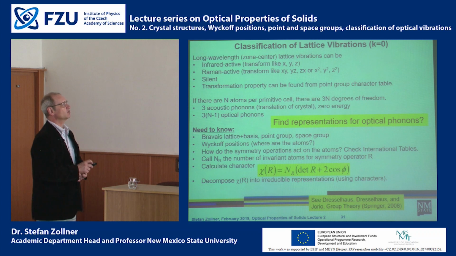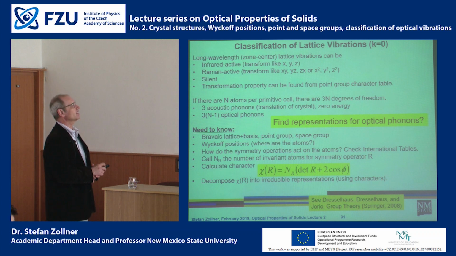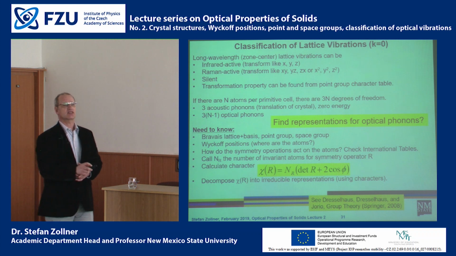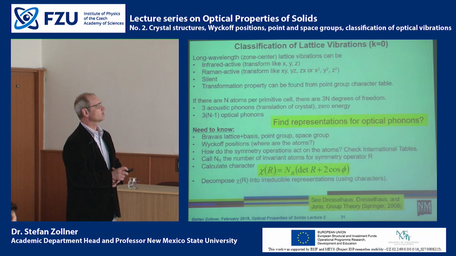So here's how we do this. We start with the Bravais lattice and the basis, and we need to know the point group and the space group. And we have to somehow find that in the literature. And we need to know the Wyckoff positions, and that means where are the atoms. The international tables will tell us the site symmetry of the Wyckoff positions. So the international tables will tell us how the atoms move under certain symmetry operations.